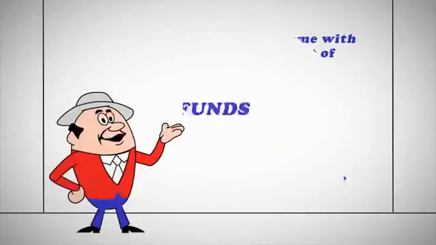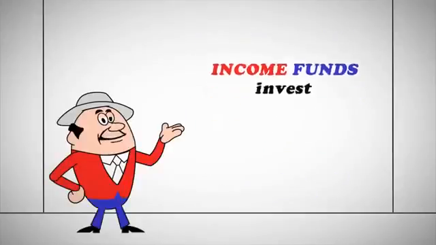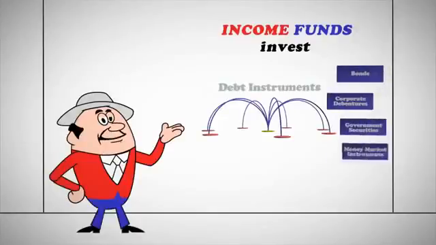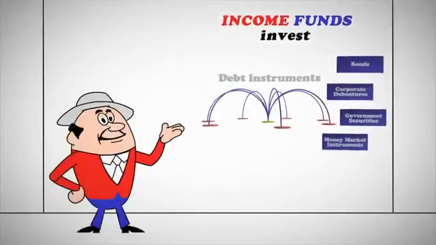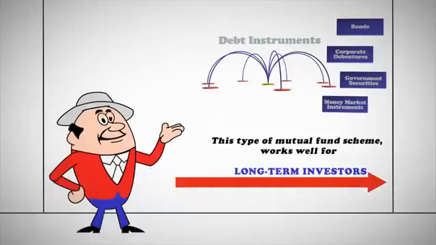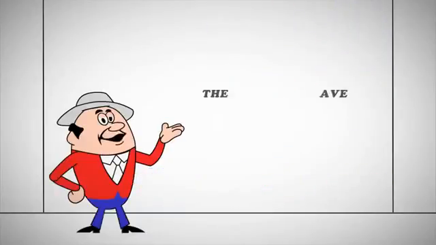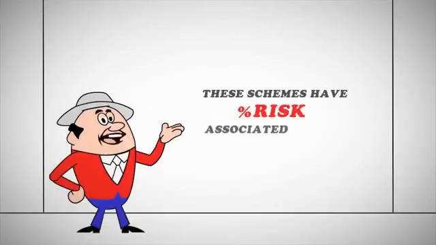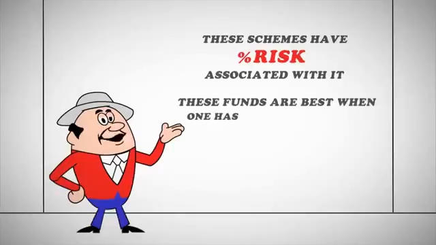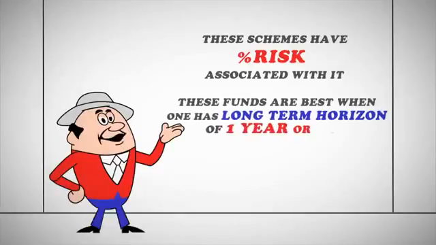Income funds invest a major portion in various debt instruments such as bonds, corporate debentures, government securities, and money market instruments. This type of mutual fund scheme works well for long-term investors who have a higher risk-taking appetite. These schemes have interest rate risk associated with them. These funds are best when one has a long-term horizon of 1 year or more.